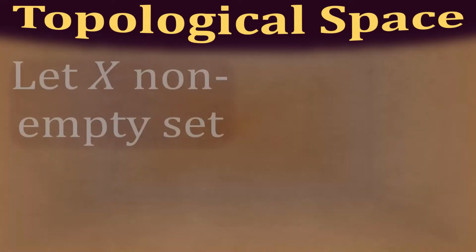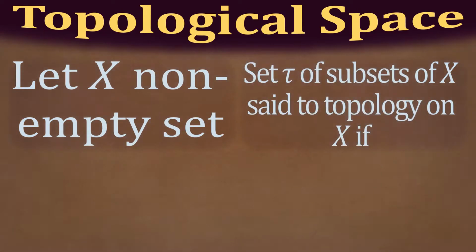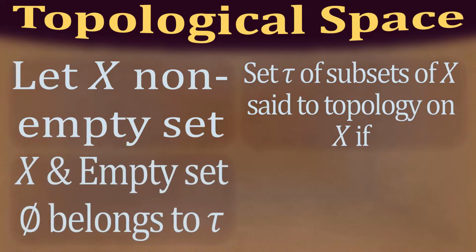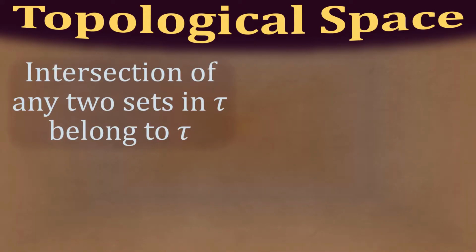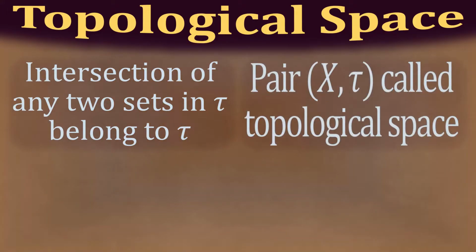First, let's define a topological space. Let X be a non-empty set. A set T of subsets of X is said to be a topology on X if first, X and the empty set belong to T. Second, the union of any finite or infinite number of sets in T belongs to T. Third, the intersection of any two sets in T belongs to T. The pair (X, T) is called a topological space.